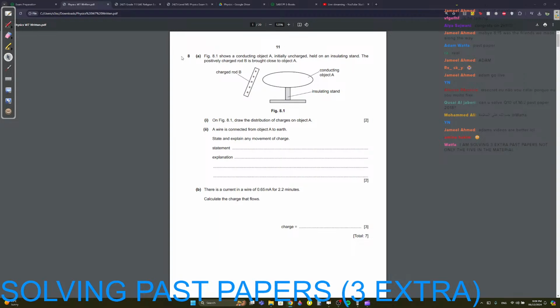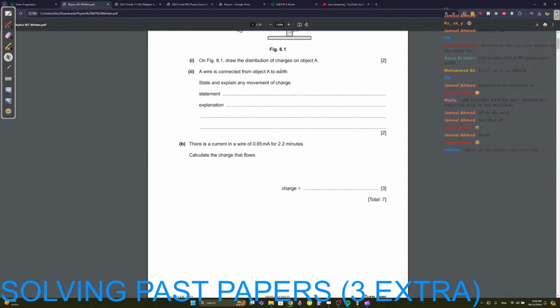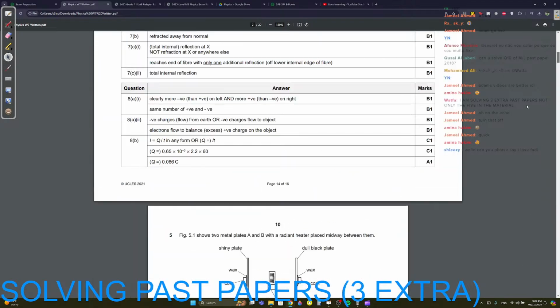In the old physics material, there were 8 past papers. Now he removed 3. Just to stay on the safe side, guys, we're gonna solve 8, including the ones that were removed from the material. So this document I have includes all 8 past papers, and we're gonna solve them all.